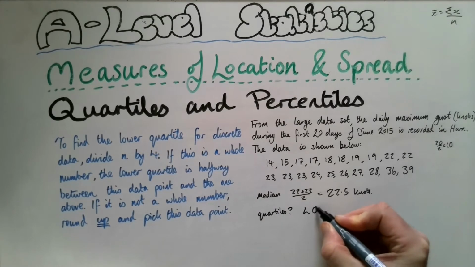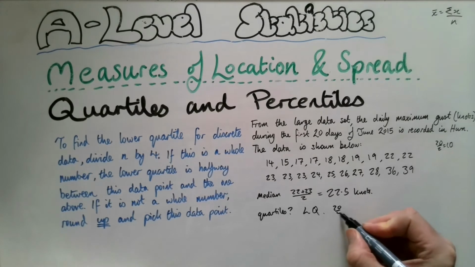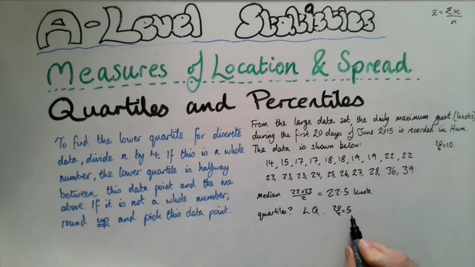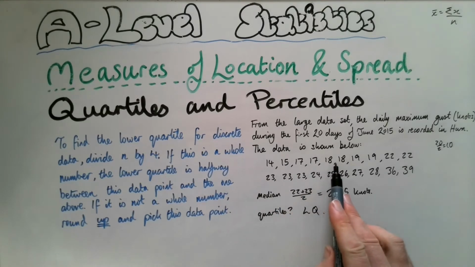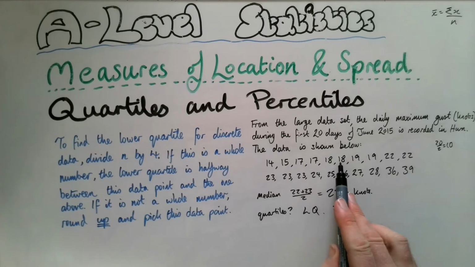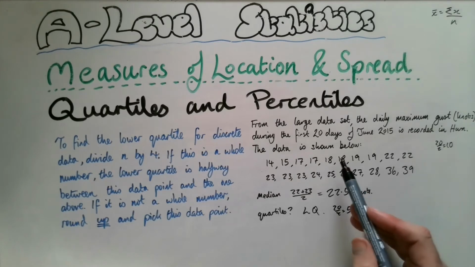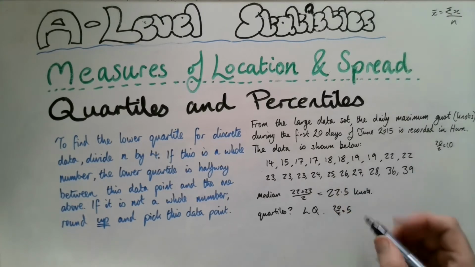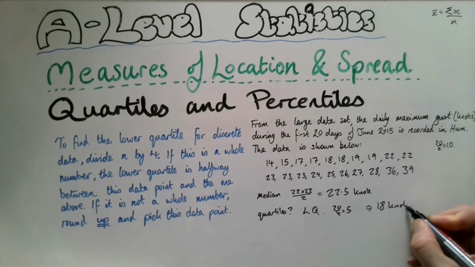Then if you were asked for the quartiles, the lower quartile will be, if we do 20 divided by 4, that is 5. So 1, 2, 3, 4, 5. We don't take that one, we take halfway between this one and the next one up. Now that's because if you added 1 to 21, you get 21.25, which would be a little bit confusing, wouldn't it? So anyway, we go to 5, we go halfway between those two, and they're both 18, so it's 18 knots.